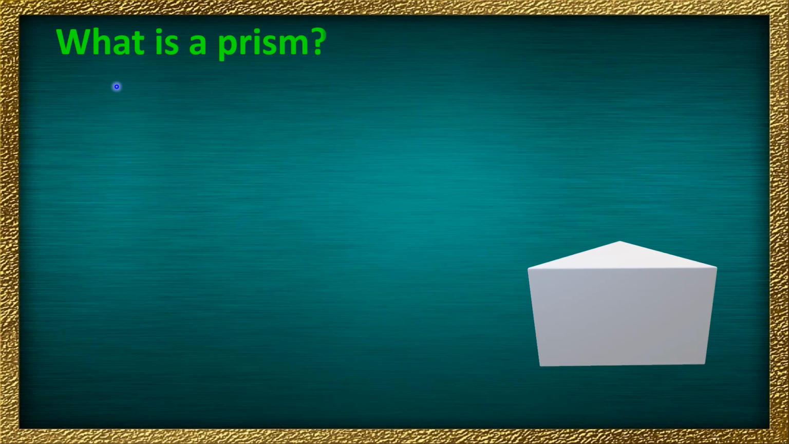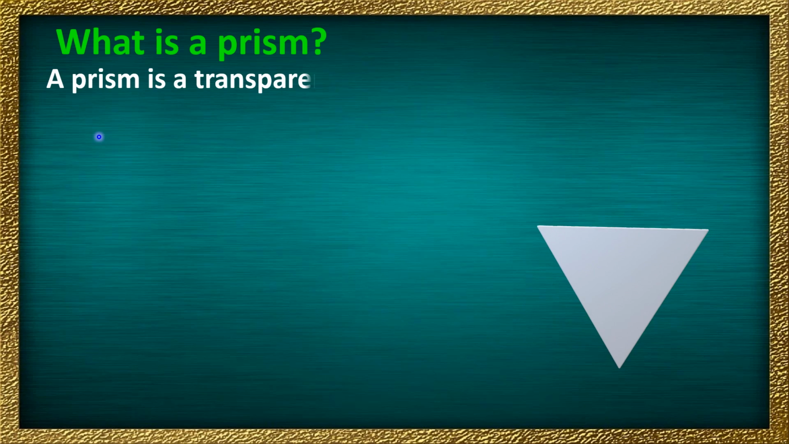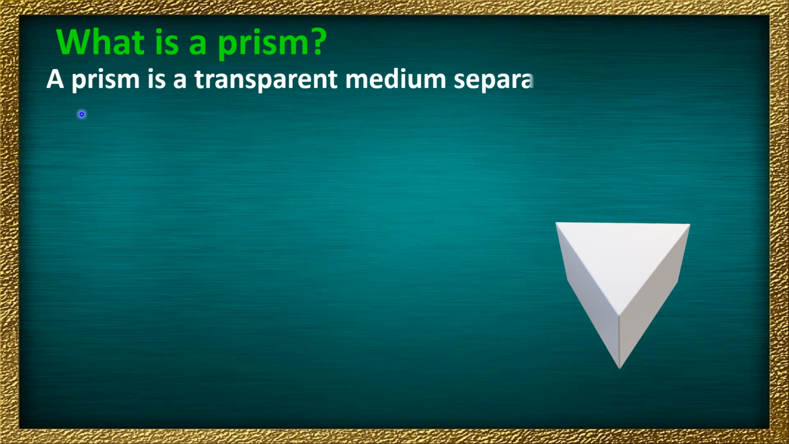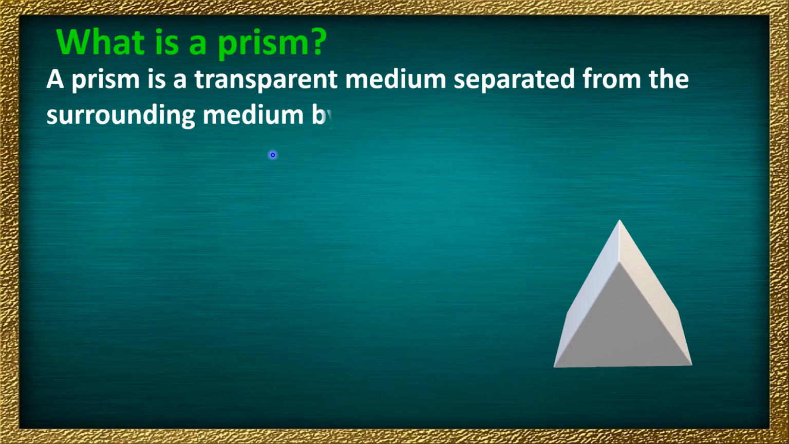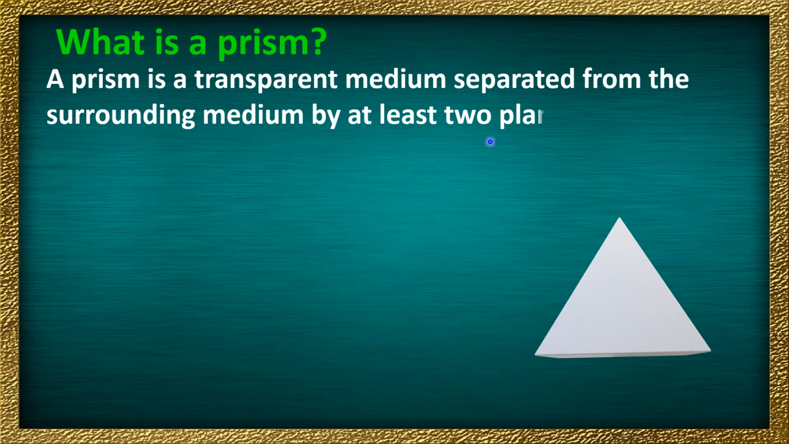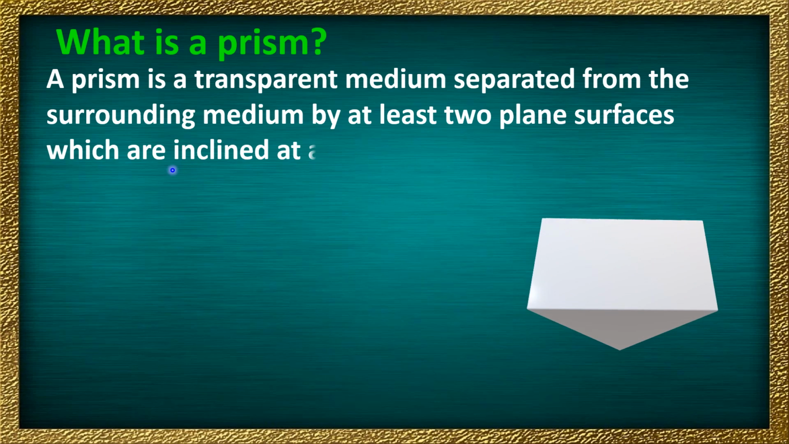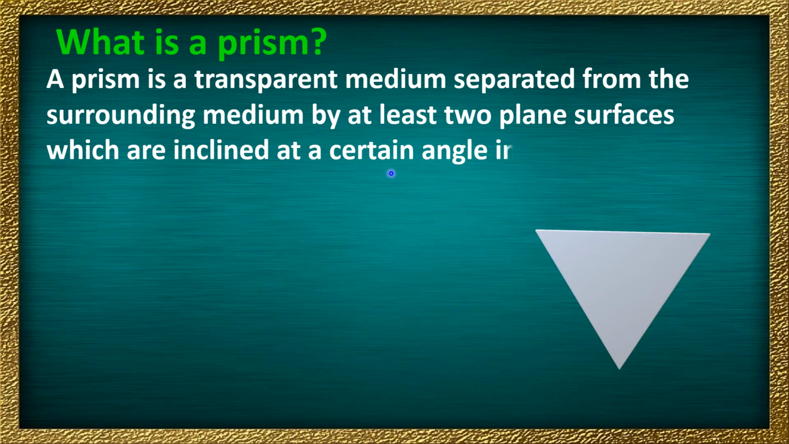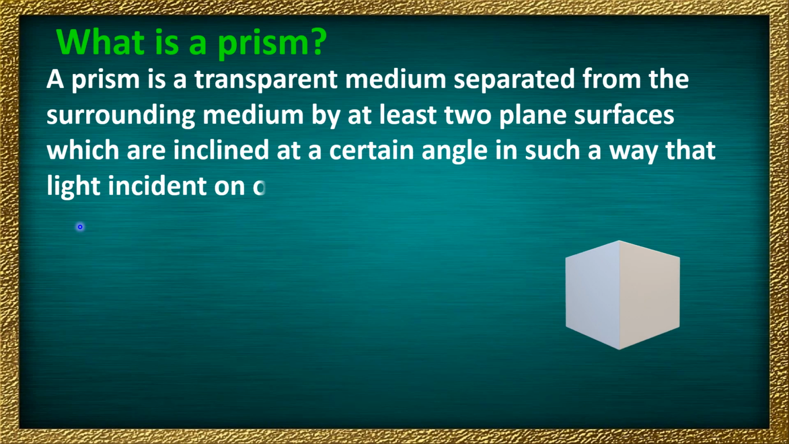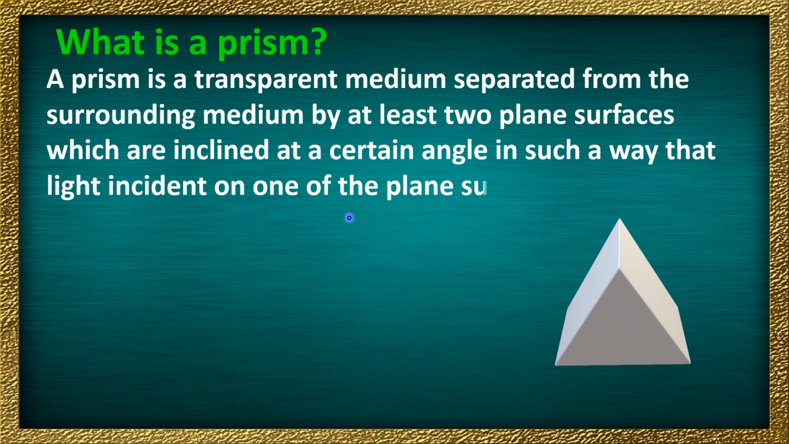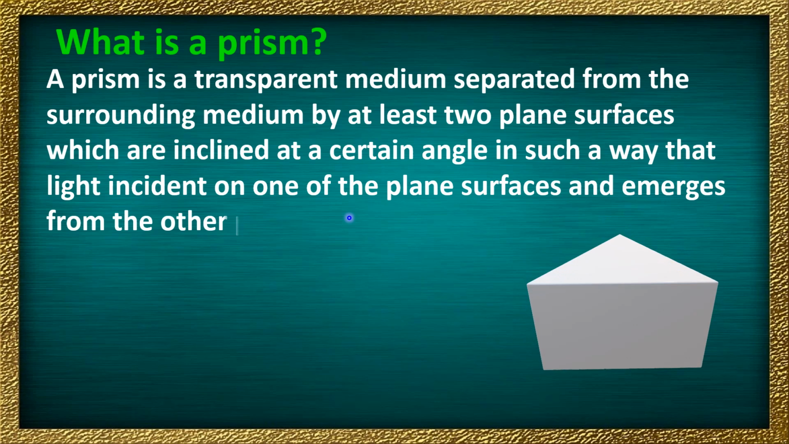So what is a prism? Whatever the definition I have told just now, the same I am writing here. A prism is a transparent medium separated from the surrounding medium by at least two plane surfaces which are inclined at a certain angle in such a way that light incident on one of the plane surfaces emerges from the other plane surface.